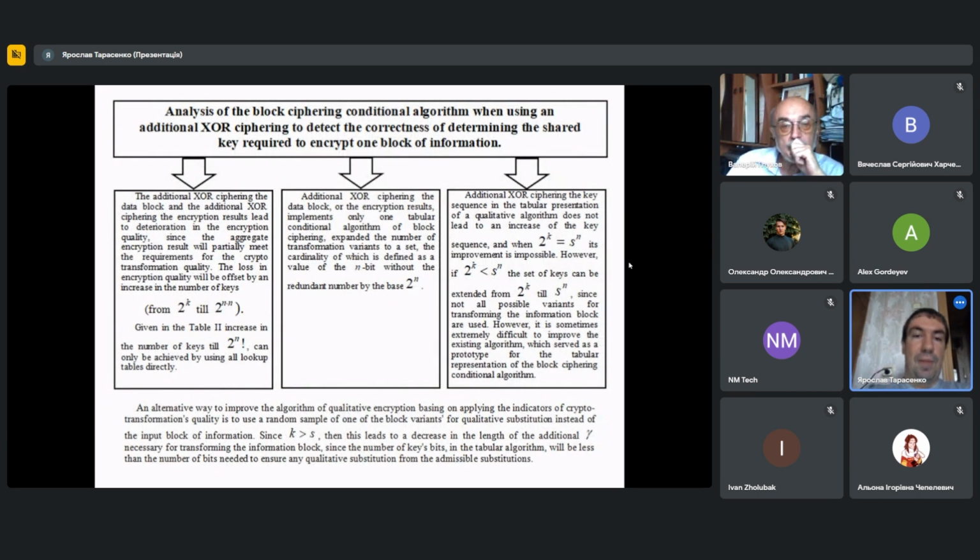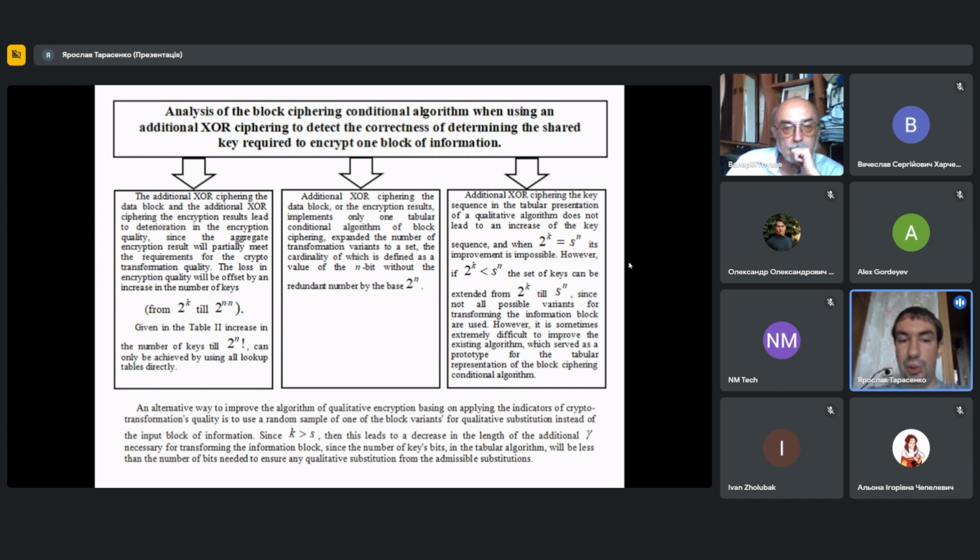The analysis of the block ciphering conditional algorithm when using an additional source ciphering to detect the correctness of determining the shared key required to encrypt one block of information. The additional source ciphering for the data block and the additional source ciphering of the encryption results leads to deterioration in the encryption quality, since the aggregate encryption itself will partially meet the requirements for the crypto transformation quality. The losses in encryption quality will be offset by an increase of the number of keys.